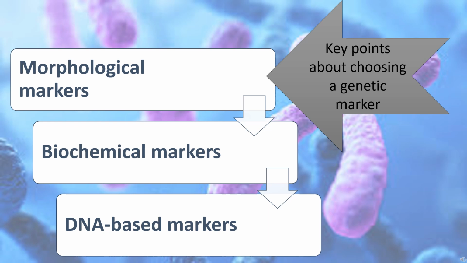Morphological markers. These are visible traits like flower color or plant height, often used for initial screening due to their ease of observation but can be limited by environmental influences and may not be highly polymorphic. Biochemical markers. These analyze protein variations like isozymes, useful for studying population genetics but affected by environmental factors and may not be as informative as DNA-based markers. DNA-based markers. Considered the most advanced option, offering high polymorphism and the ability to analyze specific genomic regions.